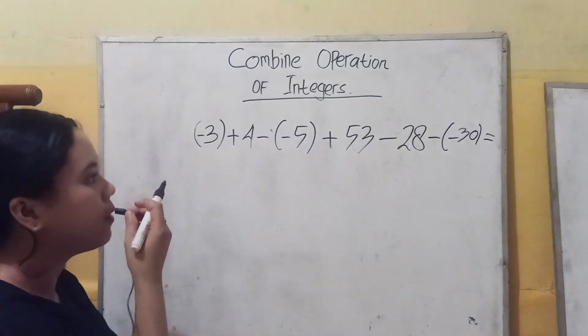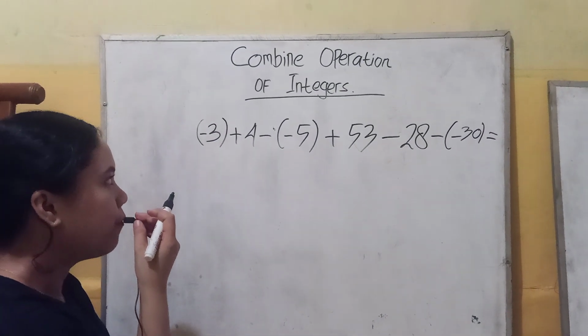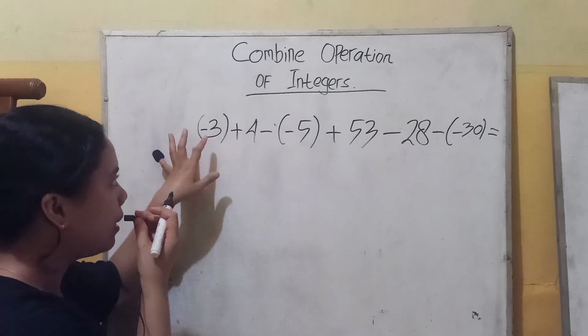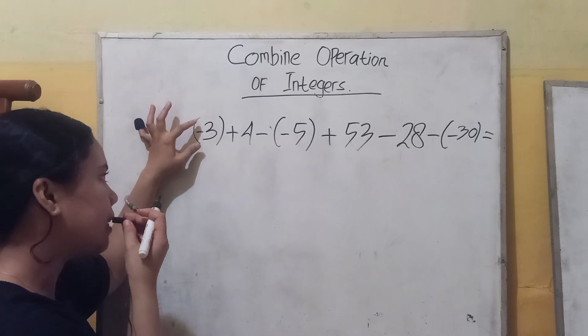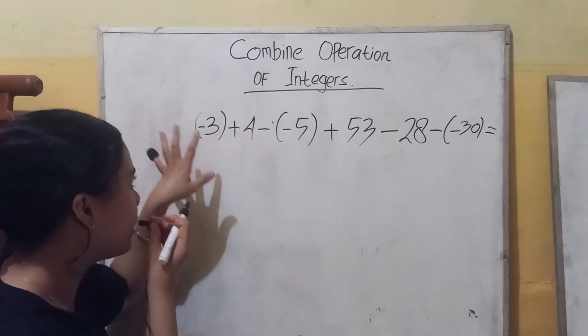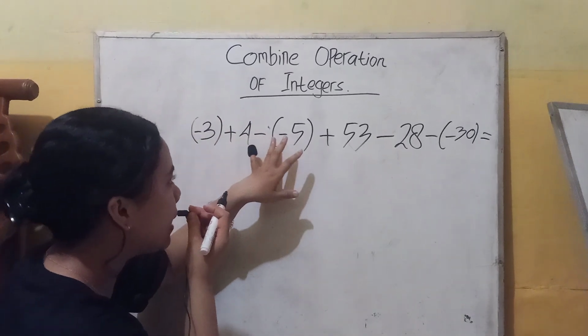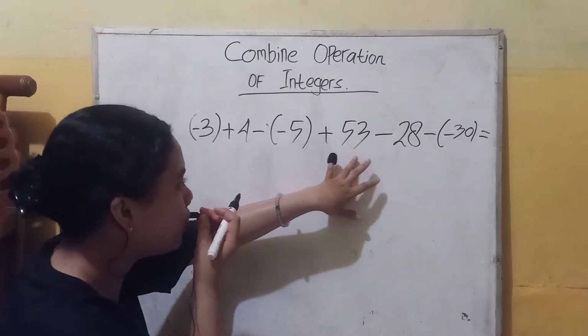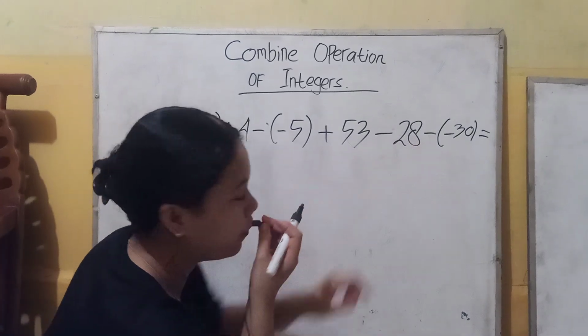Okay, so here we have the question: negative 3. Remember, if it is a sign, read it as a negative, but for the operations, read it as a minus. So negative 3 plus 4 minus negative 5 plus 53 minus 28 minus negative 30.